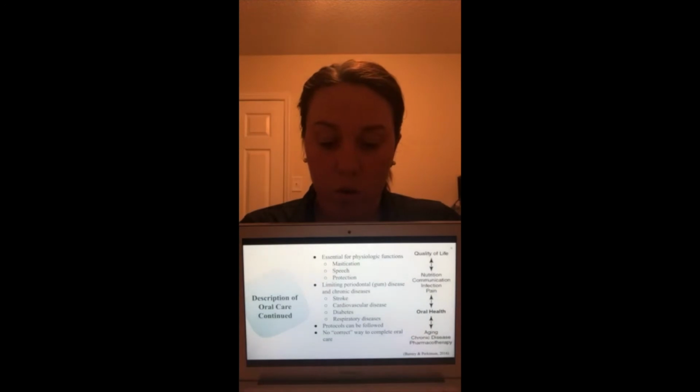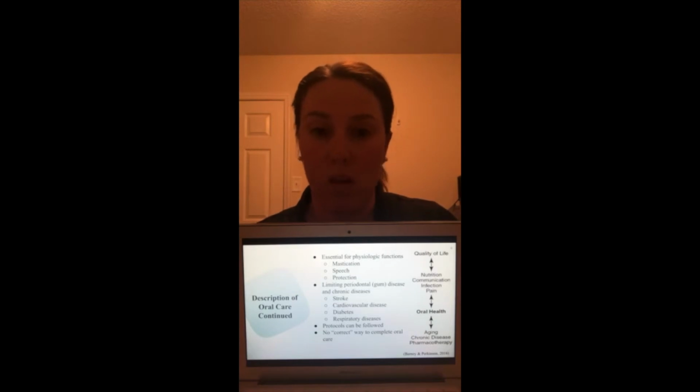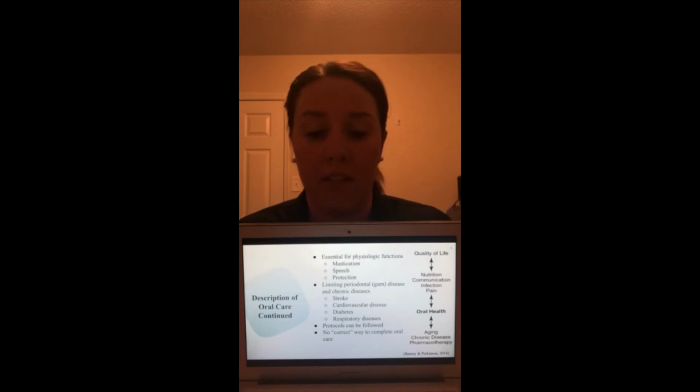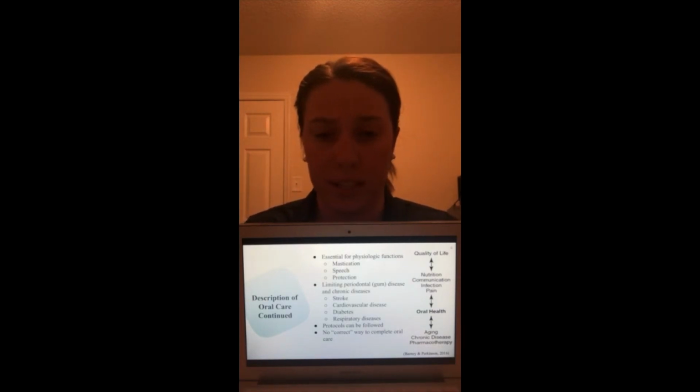And so a description of oral care, which is continued, it is essential for physiologic functions. With our teeth, we chew, we eat, within our mouth we talk, and we communicate with people, and our mouth is our protection. So we all need to make sure it's safe and taken care of. We also want to limit periodontal disease and chronic diseases. So with people with stroke and cardiovascular diseases, diabetes, respiratory diseases, we all want to make sure that those individuals have top of the line oral care, just to make sure that this decreases anything that could potentially go wrong along with having these other chronic diseases and illnesses.